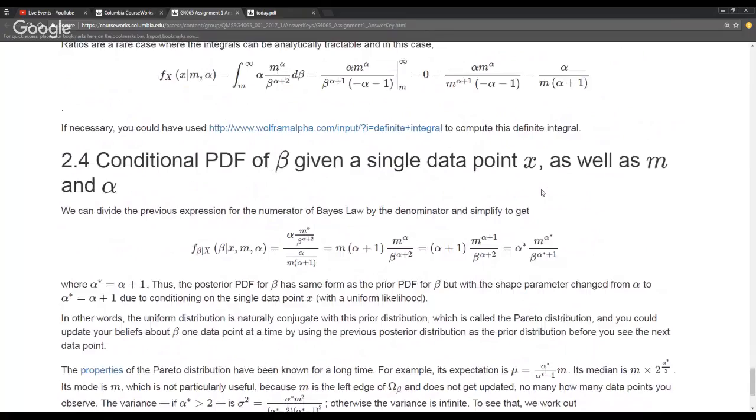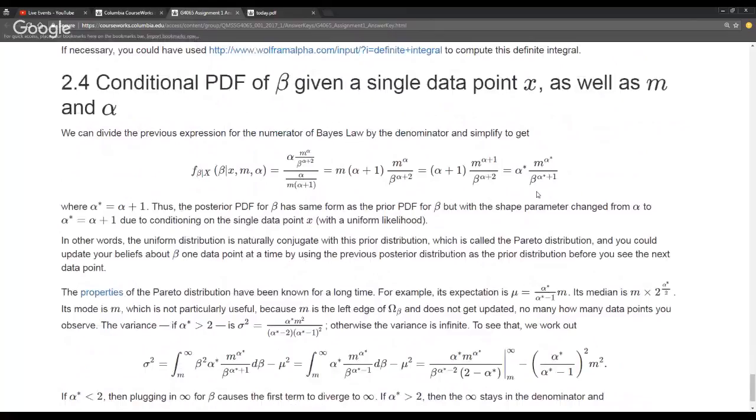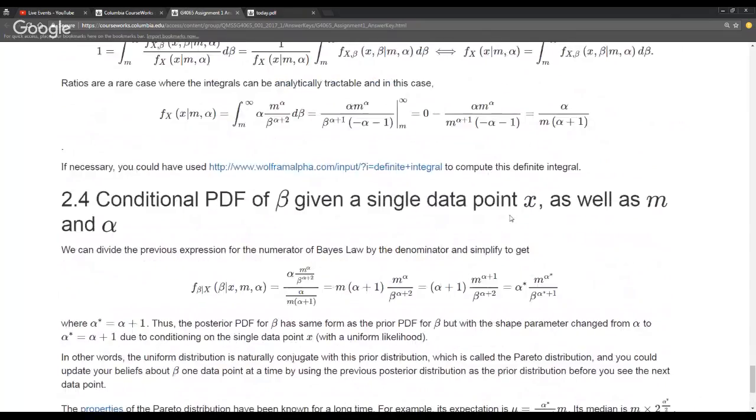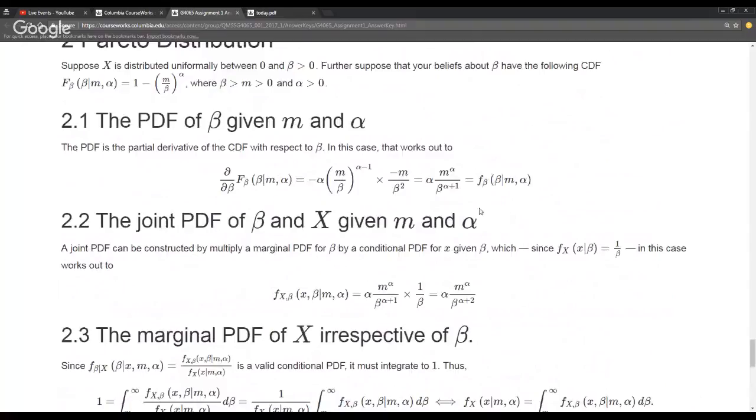Okay, so then the posterior or the conditional PDF given a single data point x, all we have to do is take the numerator, divide by the denominator. So that's what we do here. A little bit of simplification gets you to alpha plus 1 times m raised to the power alpha plus 1 divided by beta raised to the alpha plus 2. And if we make the substitution, alpha star is equal to alpha plus 1, we get this expression here, which is the same form as the prior that we started with. It's just now we've changed alpha to alpha star, where alpha star is equal to alpha plus 1.